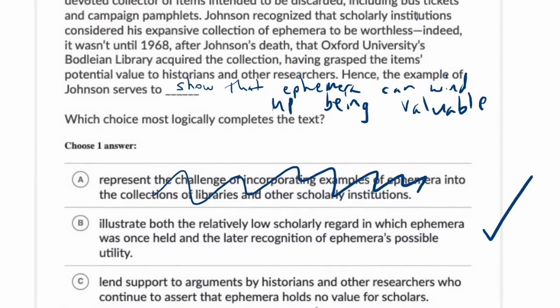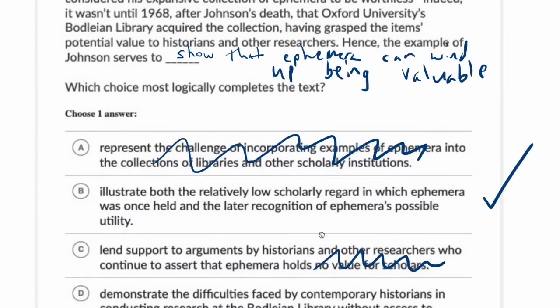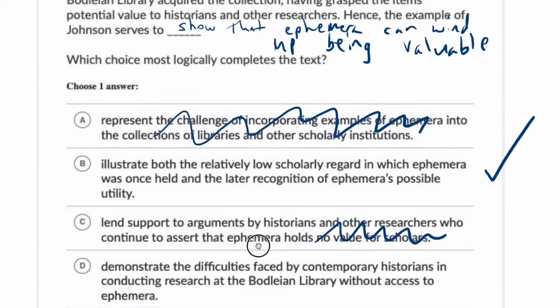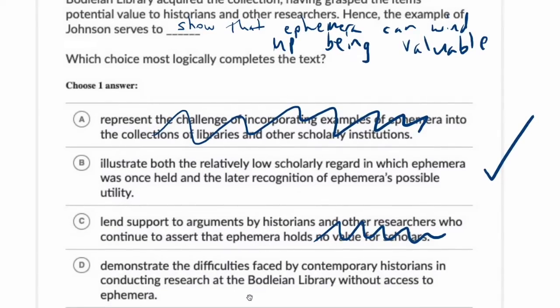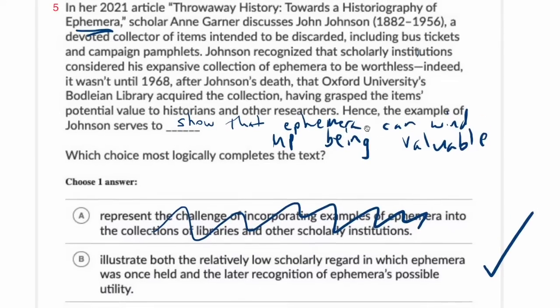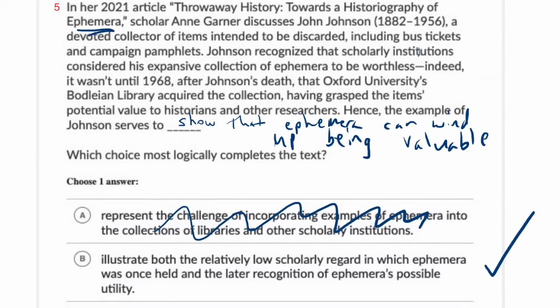We've got an extreme answer here. Arguments that it holds no value, and no, it would do the opposite. It holds some value, at least. Okay, and demonstrate the difficulties? Nope, it's not saying how difficult things would be without it. It's just saying that they do see some value in having it. And so, approximate answers lead you to actual correct answers.